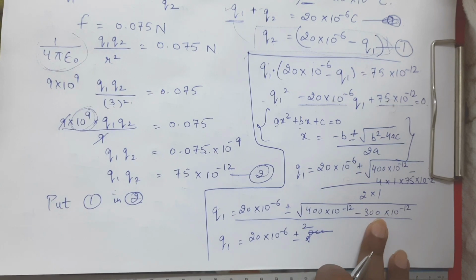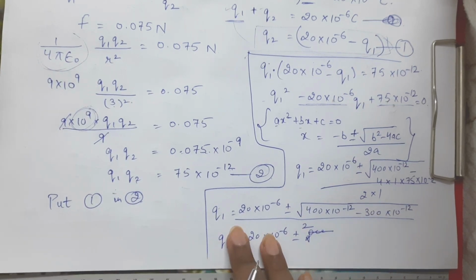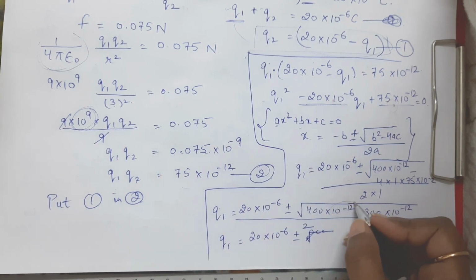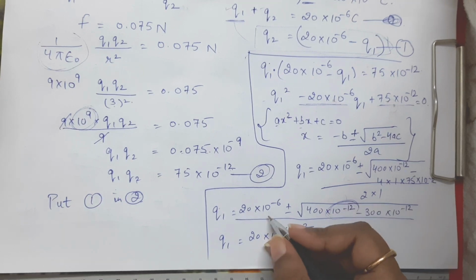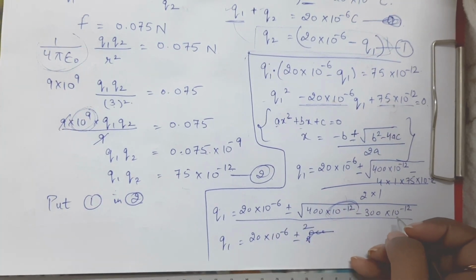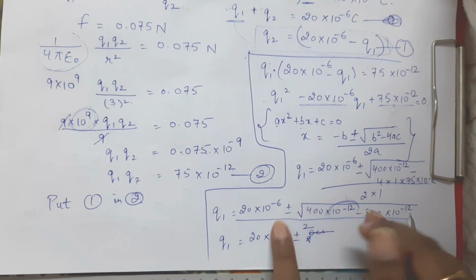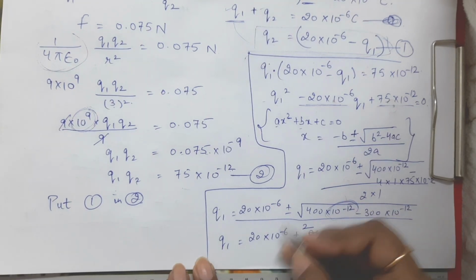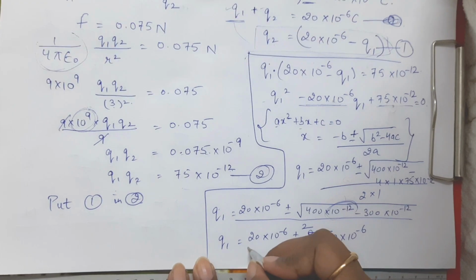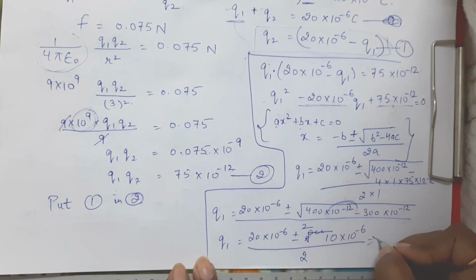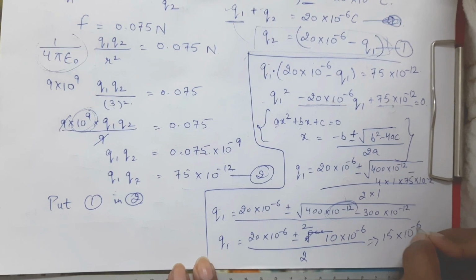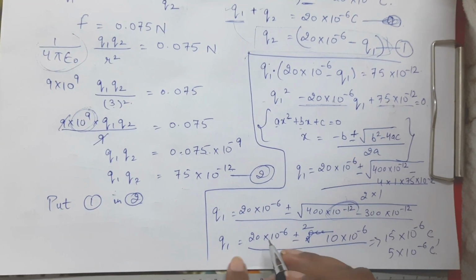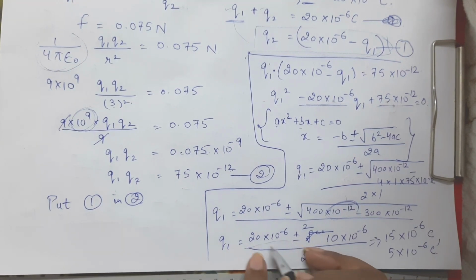400 minus 300 is 100. So taking 100 out of the root, it will be 10. And 10 raised to power minus 12, we are going to take out of the root, so it will be 10 raised to power minus 6. So basically 400 minus 300 will be 100. Taking it out, it will be 10, and 10 raised to power minus 12 is common, so taking it out of root, it will be 10 raised to power minus 6 upon 2. On solving, you are going to get 15 into 10 raised to power minus 6 coulomb and 5 into 10 raised to power minus 6 coulomb, because once you solve it for plus and once for minus.